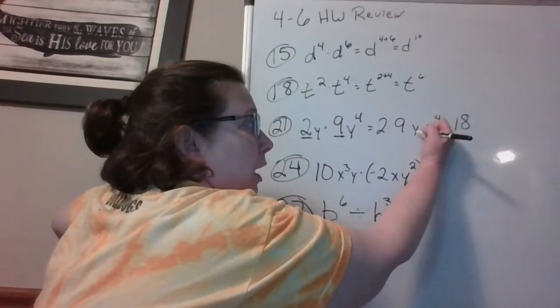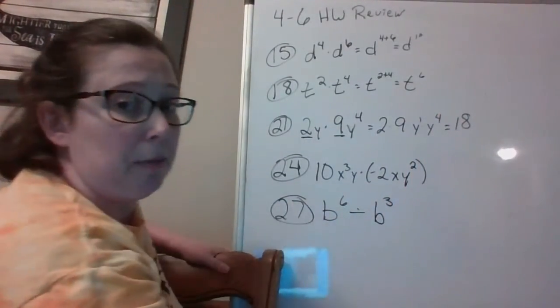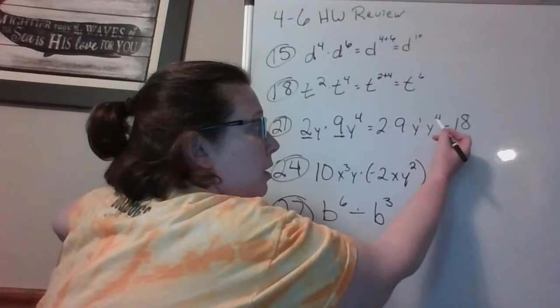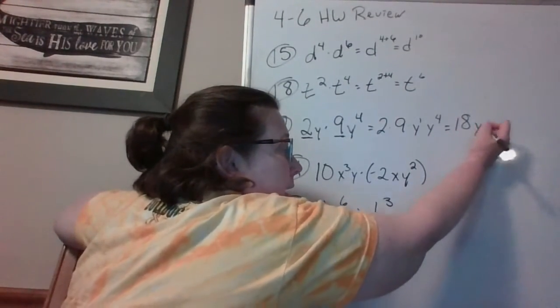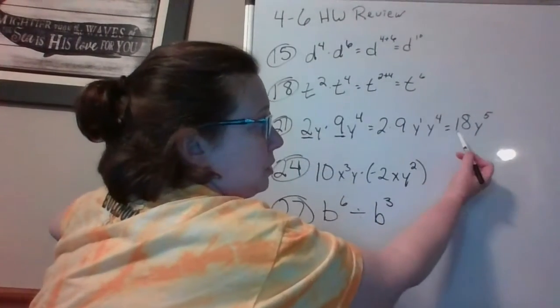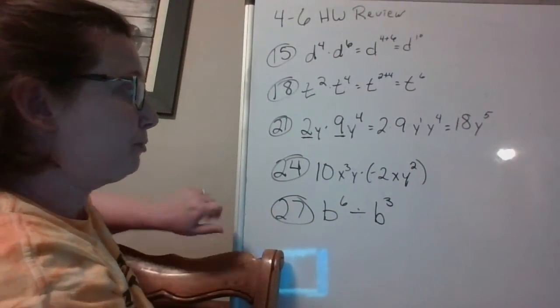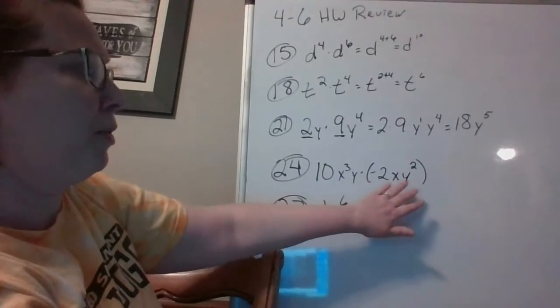So if there's not an exponent, I need to remember that my exponent is 1. So I'm going to be adding 1 plus 4, which is 5. So my final answer here would be 18 times y to the power of 5. Down here, we're doing the same thing.